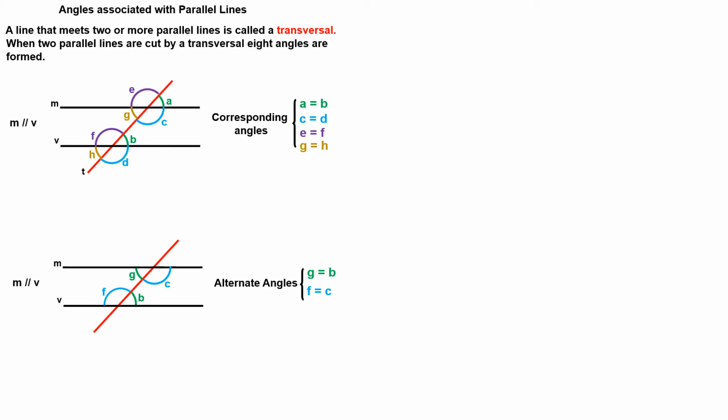Angles G and C are angles on a line. Angles on a line always add up to 180 degrees. Angles G and C are supplementary angles. The same goes for angles F and B.